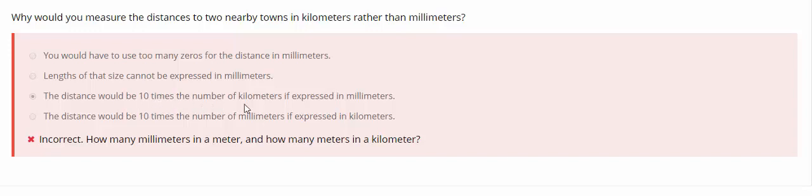Okay, and 10 times the number of kilometers if expressed in meters. Remember that kilometers are much, much larger than millimeters. A kilometer is about 1,000,000 millimeters, because a kilometer is 1,000 meters, and each meter is 1,000 millimeters. So a kilometer is 1,000,000 millimeters. Okay, so the same idea here. I hope that helps.